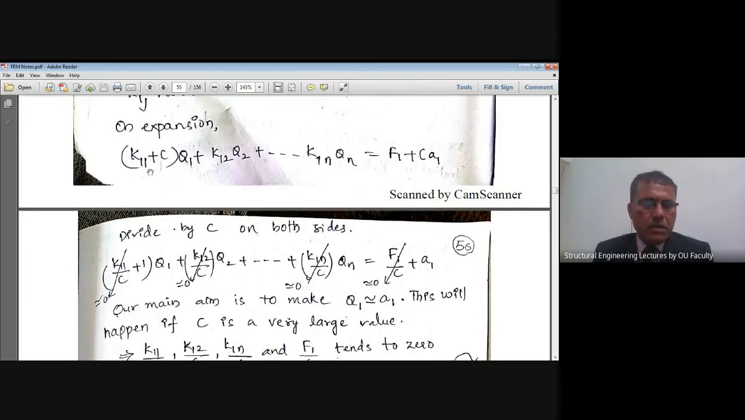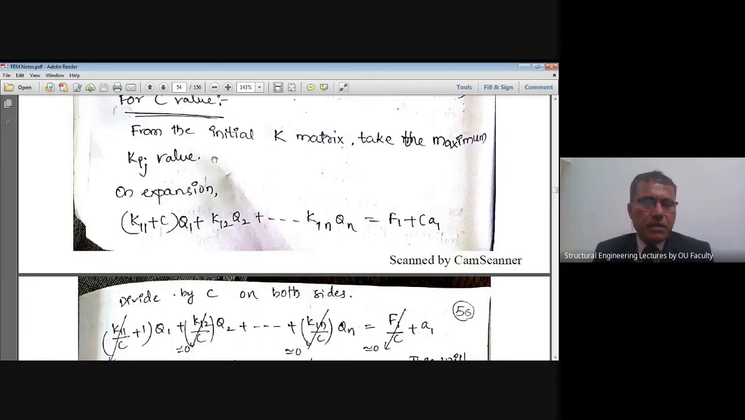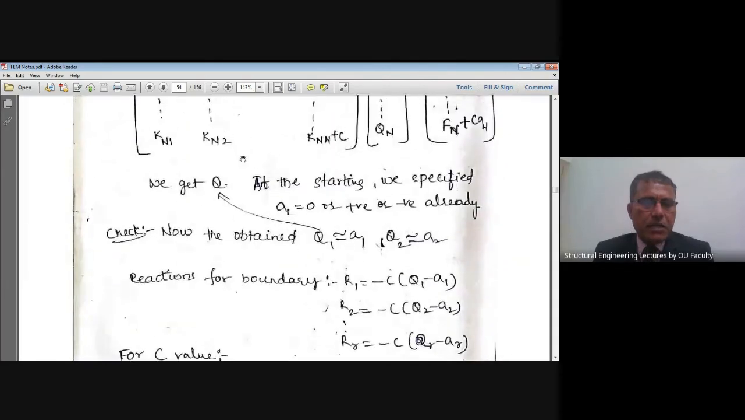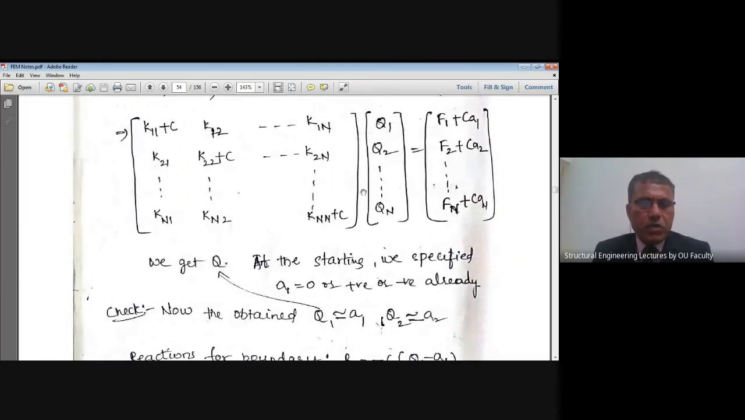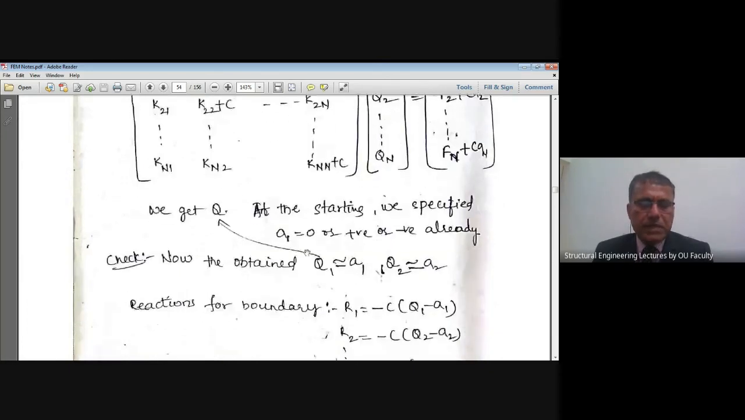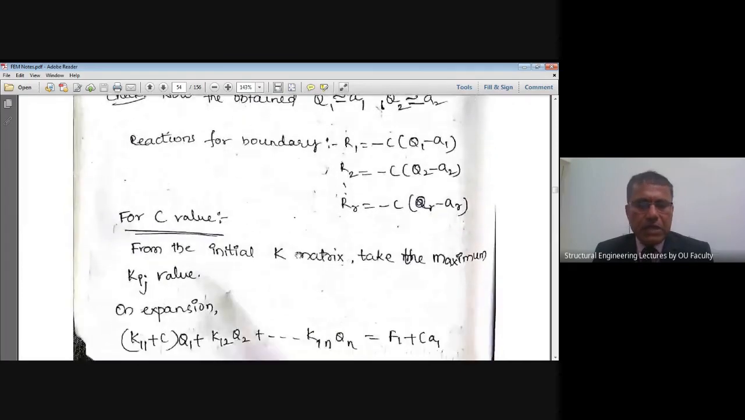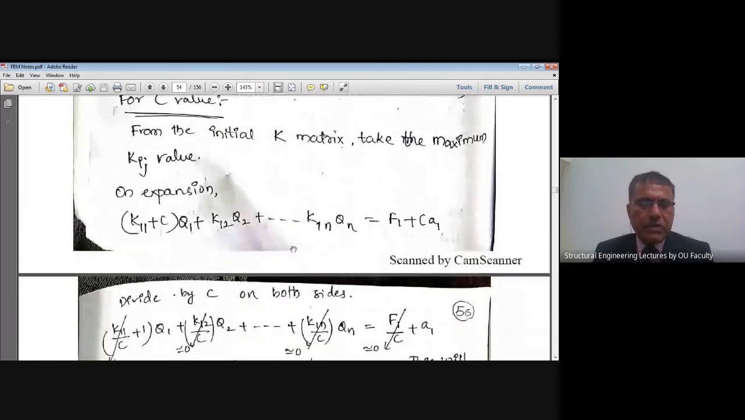Now let us see what happens if I operate this matrix K modified over Q equal to F modified. Now I'll get K11 plus C multiplied by Q1, K12 multiplied by Q2, up to K1N multiplied by Qn, equal to F1 plus C A1. The same equation is written here.